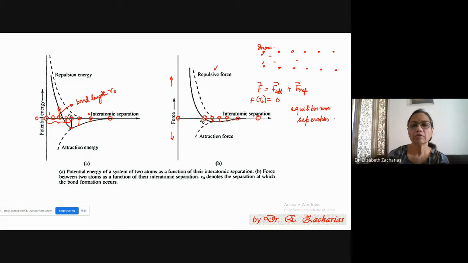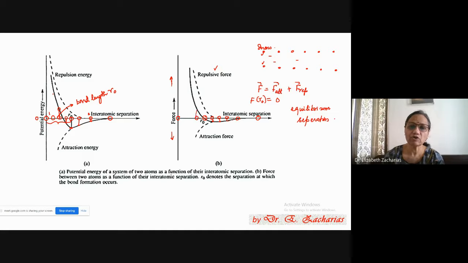Okay, now think of moving it closer. If the two ions are now closer than the bond length, you must remember that we are talking of, let us say, even two atoms. The electron clouds will start repelling each other. So the repulsive force becomes larger.